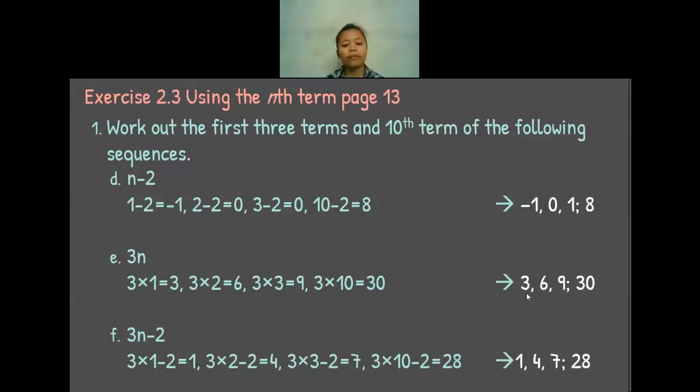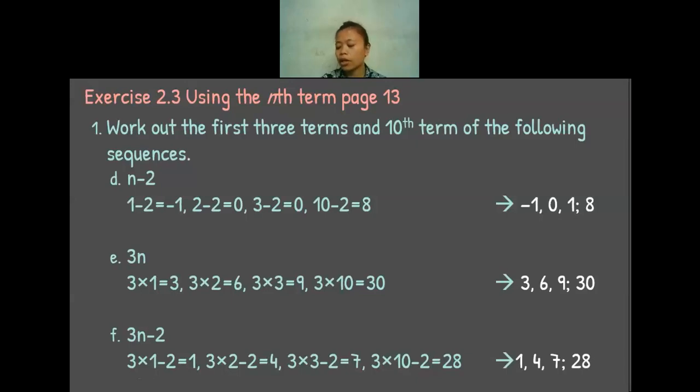For the question F, 3 times n minus 2. So the letter n will be replaced with 1, 2, 3, and also 10. Multiplication has to be done first before subtraction. So it will be 3 times 1, which is equal to 3. 3 minus 2 will be equal to 1. Do the same thing for 3 times 2 minus 2. We'll be doing the multiplication first, then subtraction. So the answer will be 1, 4, 7, and 28.